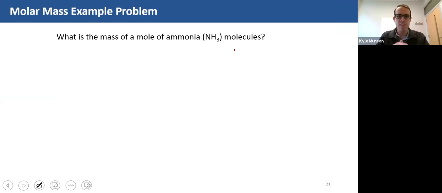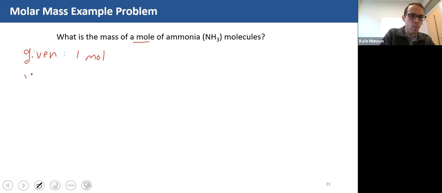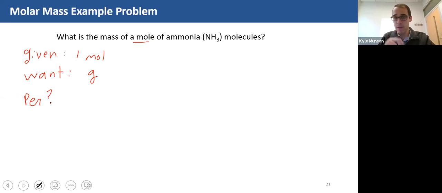So what is the mass of a mole of ammonia? And it gives us our formula here for ammonia molecules. So 1 mole of ammonia molecules. Okay, so using dimensional analysis, here we go. Let's write down what's given. We're given 1 mole, a mole. We want mass in grams. But what is my per expression here? How do I find that? Well, what you're going to do is calculate the molar mass of this molecule.